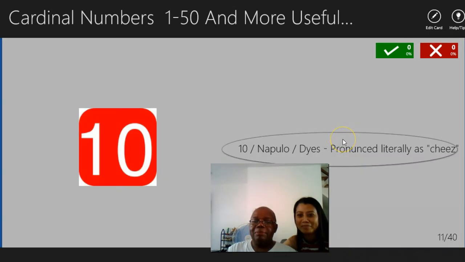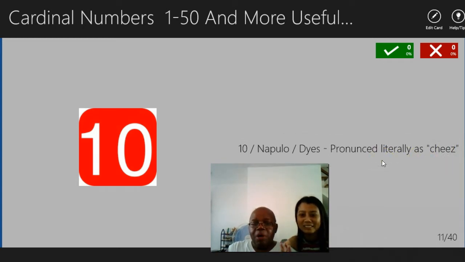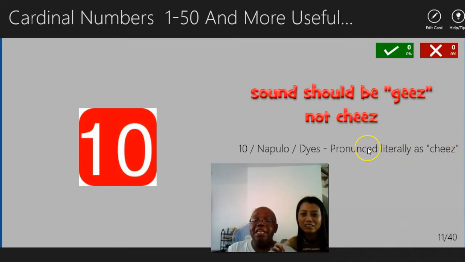Number 10: napulo or diez. Here's the difference on 10. When you say 10 in Cebuano, it is napulo. In Spanish, it is diez, but it's pronounced like "dyes."